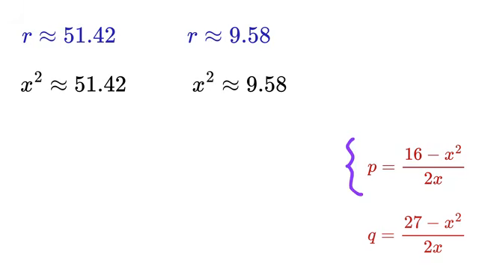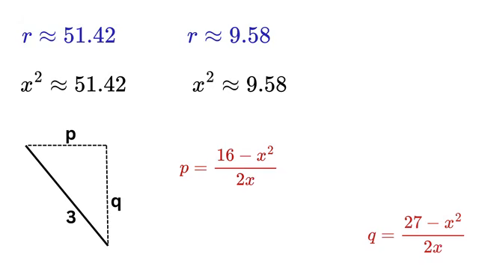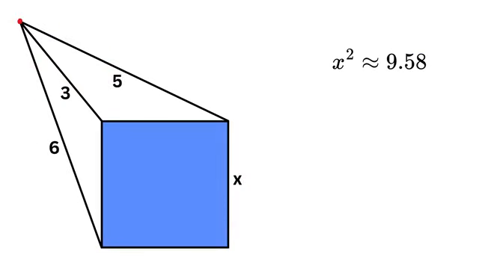Now recall that p was this value, right? But it is also the side length of this right triangle. Therefore, it has to be positive, which means x squared has to be less than 16, and thus we can discard this value, and we are left with x squared equals 9.58. This is our solution. Don't forget to put the square units.